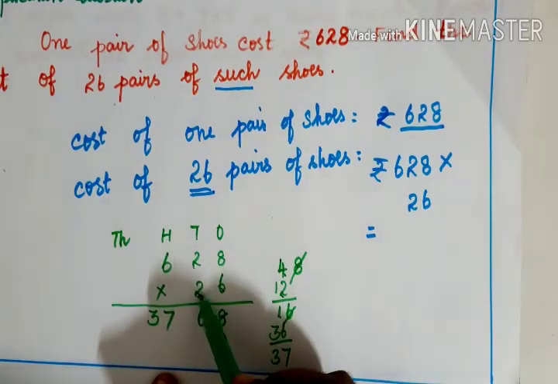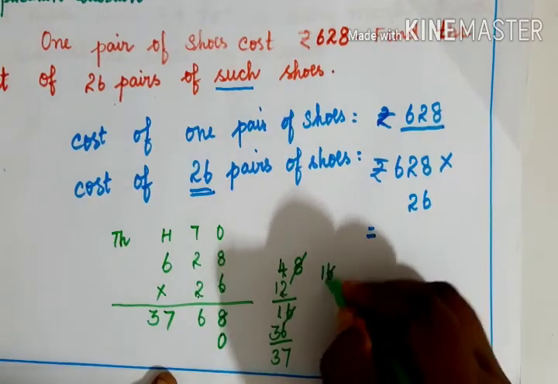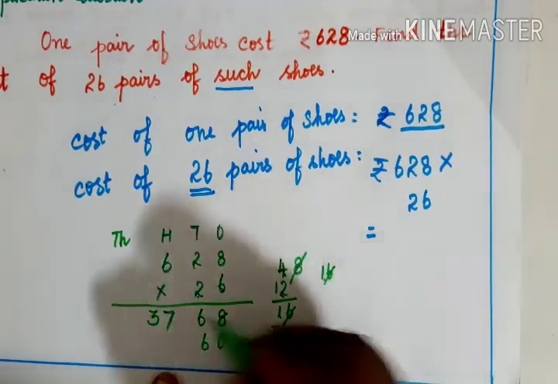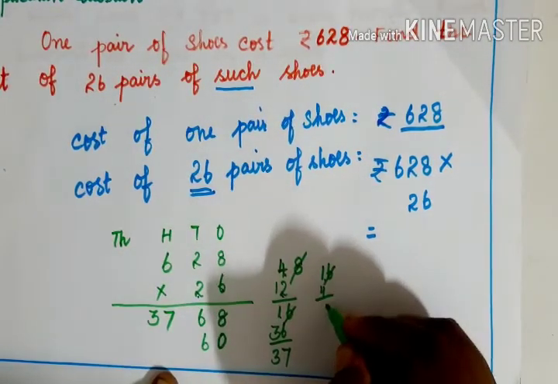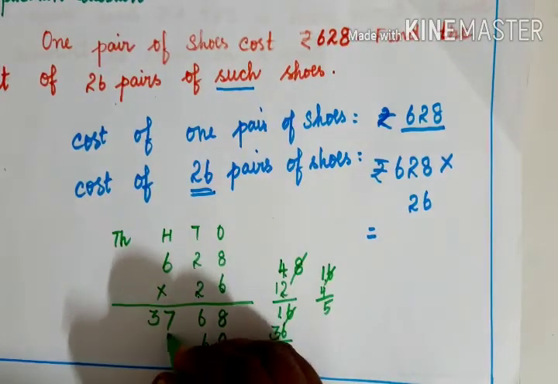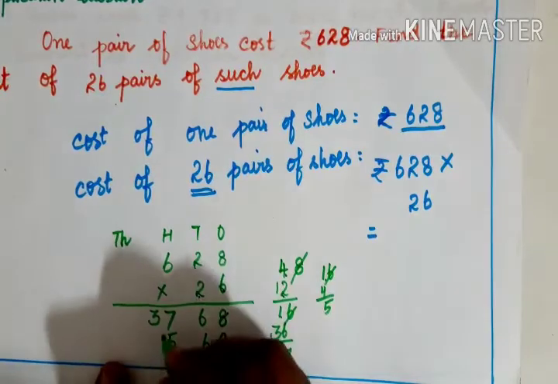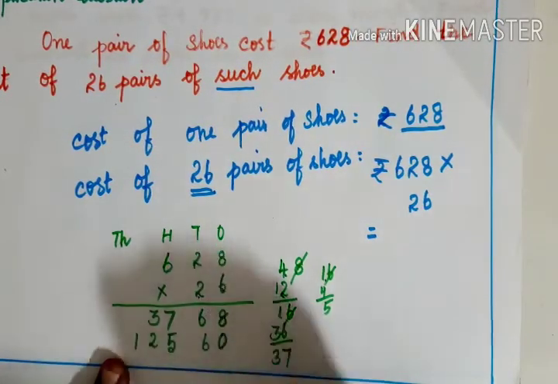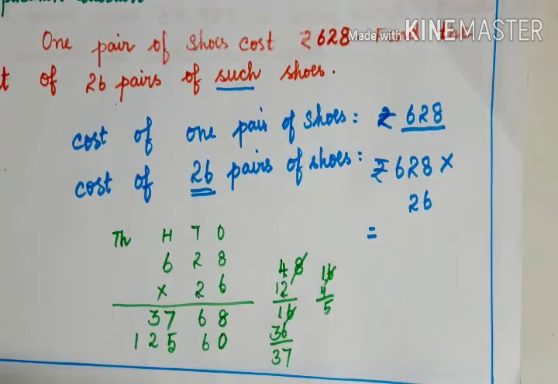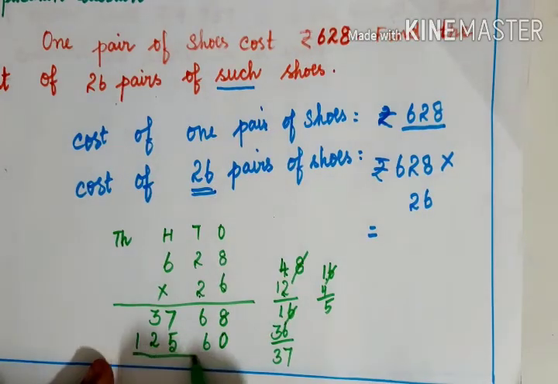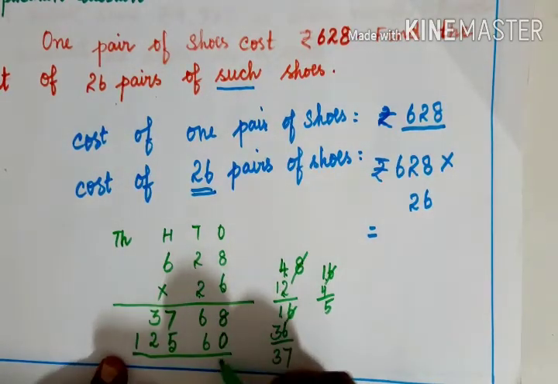Next, you are going to multiply by 2. So what do you get? 2 eights are 16. So 6 carry over 1. 2 twos are 4. 4 plus 1, 5. Okay. Then 6 twos are 12. Is it clear? Then you have to add up to get the product.